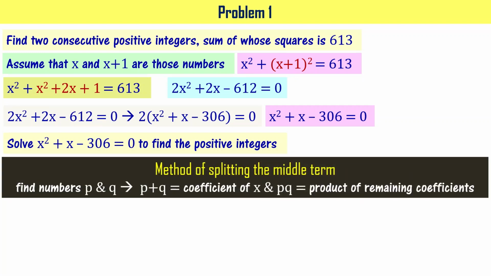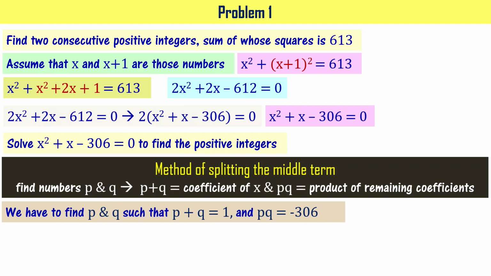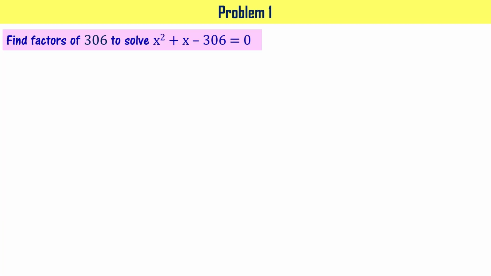We use method of splitting the middle term that suggests we have to find two numbers p and q such that p plus q equal to coefficient of x and pq equal to product of remaining coefficients, right? It essentially means that we have to find p and q such that p plus q equal to 1 and pq equal to minus 306, right? Let's do that. To do that, let's first find factors of 306. Since 306 is a big number, I'm going to make use of prime factorization method.